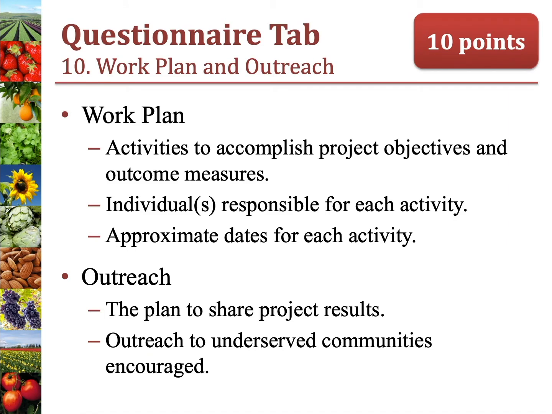Section 10 is about the project work plan and outreach. In the first text box, describe the proposed plan to accomplish the project work. List the activities that will be conducted to ensure the project objectives and selected outcome measures can be achieved. The work plan should also indicate who will be responsible for each activity. Note that anyone who is designated to receive funding in the budget must be listed in the work plan.